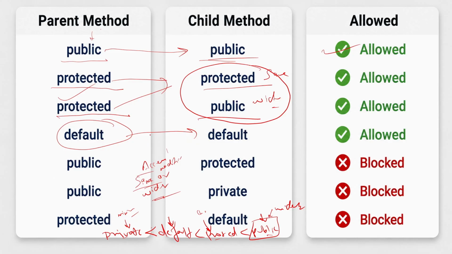Okay. For default, I can use protected and public. And for public, I can't use protected. Why? Because public is the widest and I am using the lower scope. That is not allowed. What is the rule? Same or wider. So same means public I can use, but not lower than that.